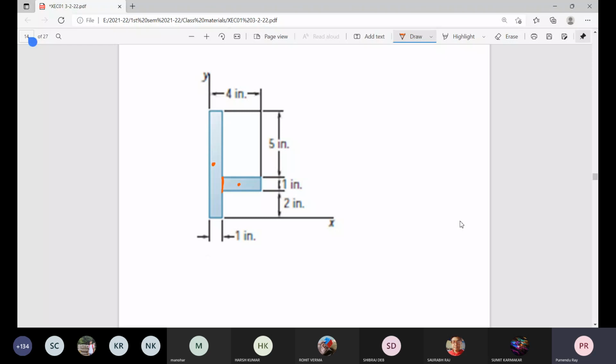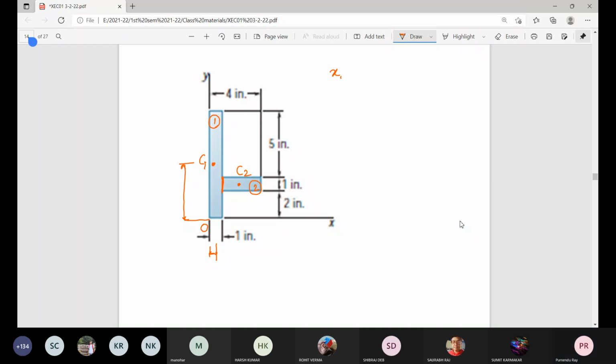Now what about the distances? If this is called the origin O, then what about the distance along the y-axis and along the x-axis? The distance along the y-axis is 4 and along the x-axis is ½ inch. So x1 is ½ inch and y1, the y coordinate of area element 1, is 4 inches. This is y1, this is x1.